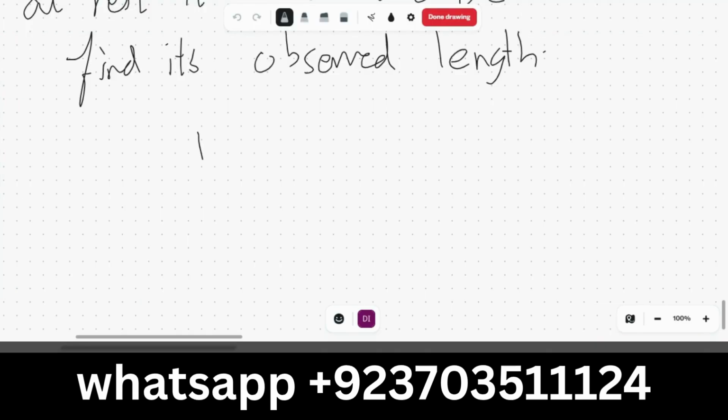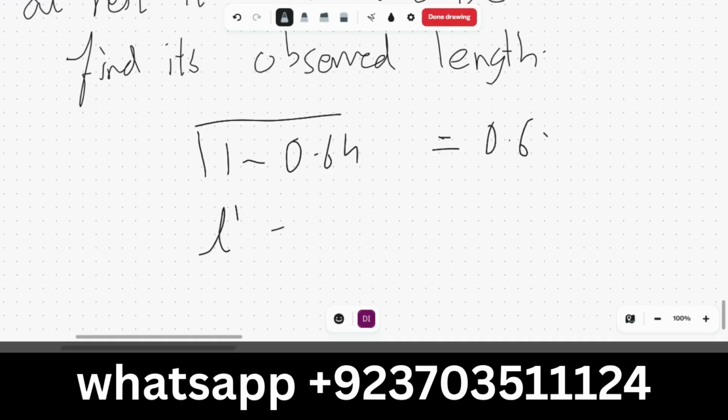Simply, what we are going to do is put in the values. Under the root, first I will solve inside the root, that is 1 minus 0.64, which is equal to 0.36, whose root is 0.6, and then I will just put that value into the formula. So L dash is equal to, what is the length? The length is 120, times 0.6, and that will give me 72 meters.